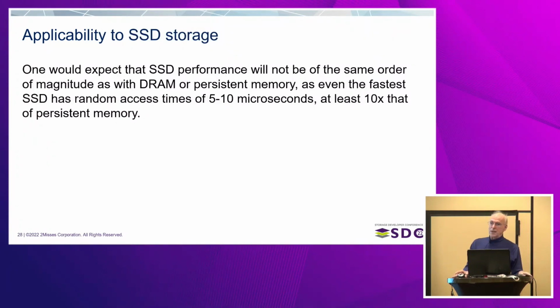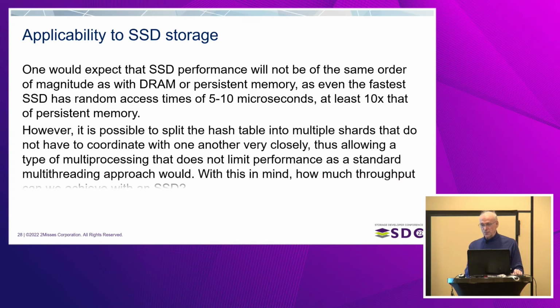Now SSD is very interesting, and this is what I started working on as soon as I heard the Intel news. I said, okay, how am I going to keep anybody's interest in this when that's going away? One would expect that the SSD performance will not be the same order of magnitude as with DRAM or persistent memory, because the fastest SSD theoretically is 5 to 10 microseconds, but I haven't actually seen that sustained. That's Optane SSD, which again is going away. It's more like 100 microseconds generally for a pretty fast SSD like the Samsungs or DAPUSTOR.